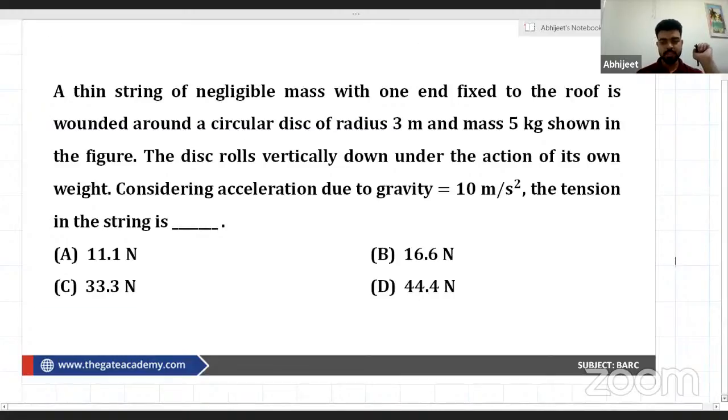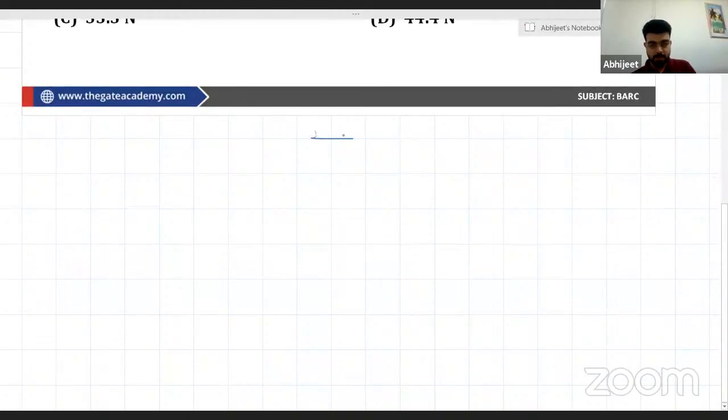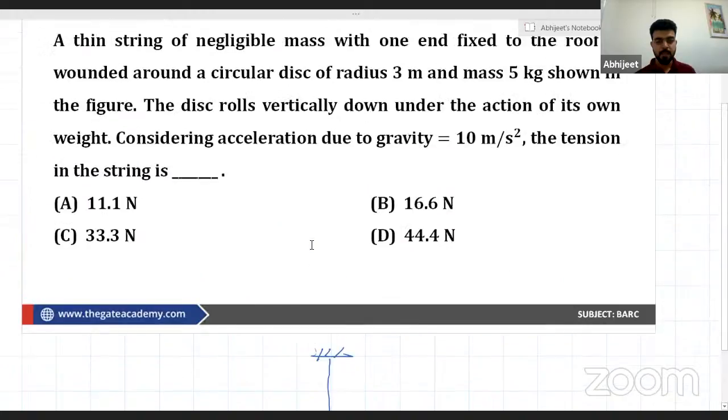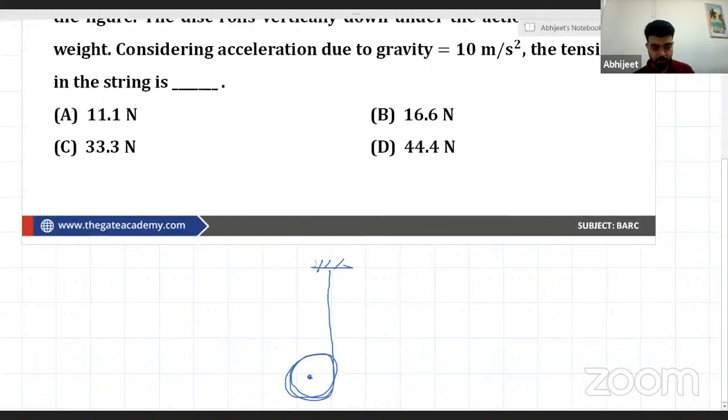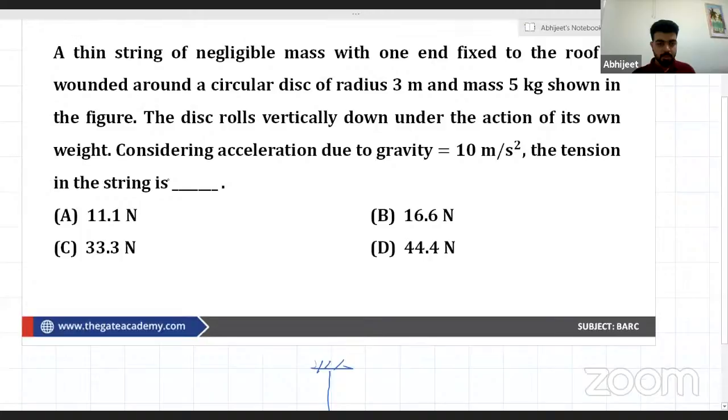So the thing is that there is a string which is connected to the roof and is wound on a disc. This is the disc on which the string is wound. Now the disc rolls vertically downward under the action of its own weight. Because of its own weight, this will roll down, and whatever wrapping is done on the disc will be unwrapped. So considering acceleration due to gravity as 10, here it is given 10, don't forget it. The tension in the string is.